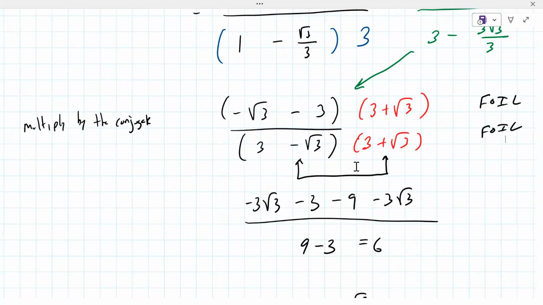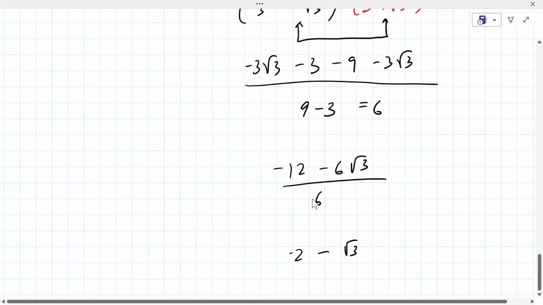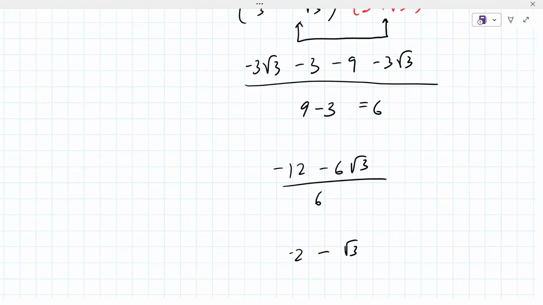And you said for your final answer, it was minus 2 minus square root of 3? Yes, that is confirmed by the online calculator. Got it. Minus 2. Okay.